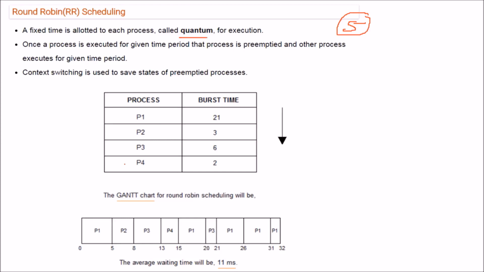How does it happen? First of all, P1 will come, it will go up to 5 because the quantum time is 5. After that it has to be preempted, it will be taken off. Then next one is P2. P2 will come, it only takes 3, the quantum time is 5, so it will be completed before that. After that P3 will come. P3 requires 6. We have given the time as 5, so it will go up to 13, and then it will come out again. It will be placed in the waiting and then ready queue.